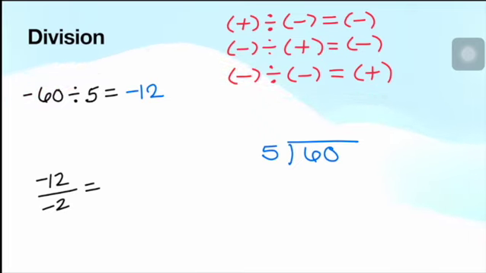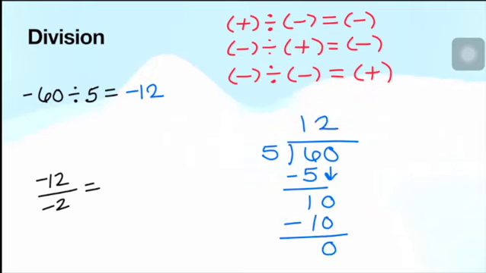You would go 60 divided by 5, and let's see, 5 goes into 6 one time. 1 times 5 is 5. So 6 minus 5 is 1. And then we bring down the 0. 5 goes into 10 two times. 2 times 5 is 10. There's no remainder. So that is our quotient. -60 divided by 5 is -12.